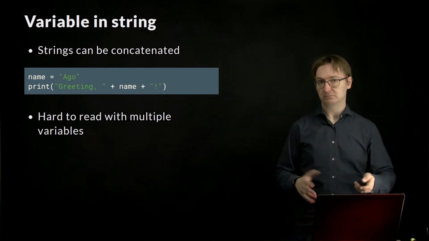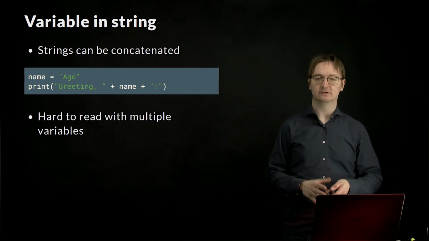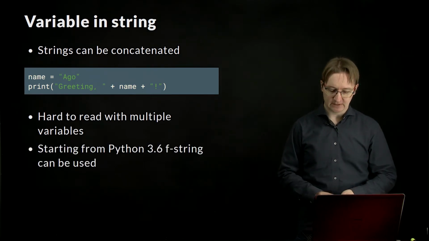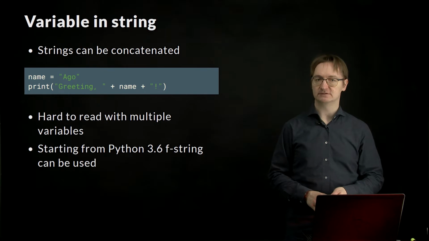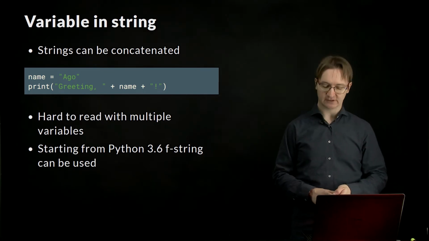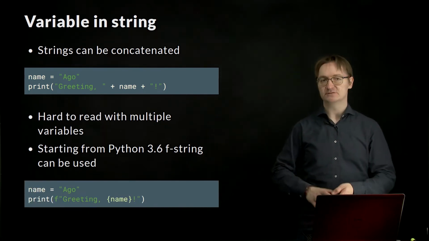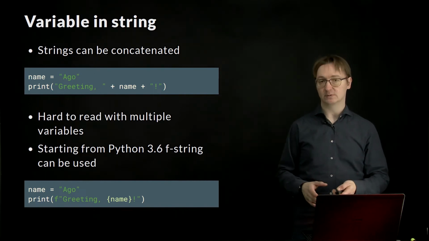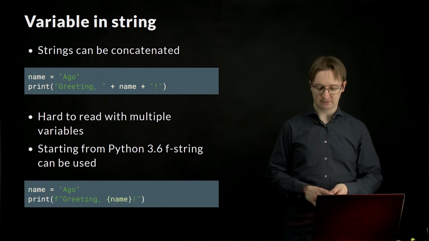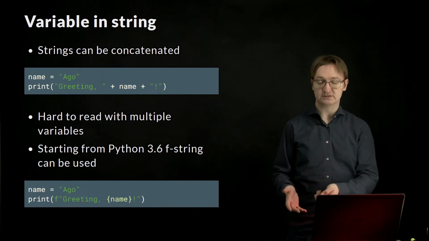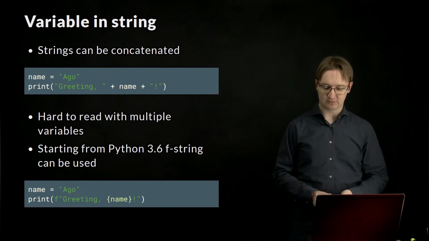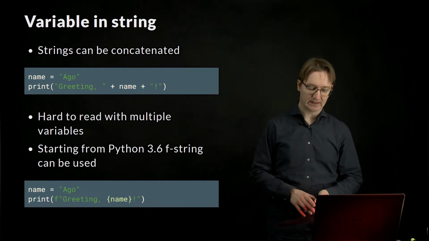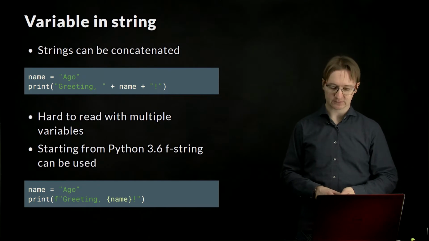This is okay and this works, but it's not easy to read, especially if you have multiple variables. Starting from Python 3.6 we can use f-string, and f-string is pointed out in the slide. So basically we can do it this way. It's shorter, and also it's easier to read. And let's see how the f-string works.